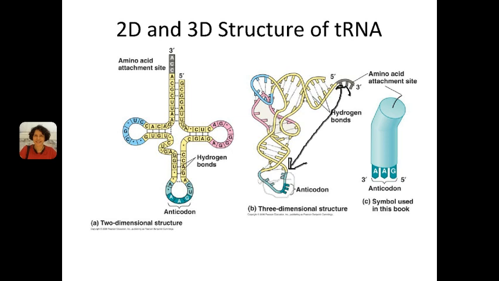And then here's our book's representation. It shows us the anticodon. Remember, that is the part that is going to interact with the messenger RNA, and the anticodon is both antiparallel and complementary to the codon. And then here is the amino acid attachment site, that is this part over here.